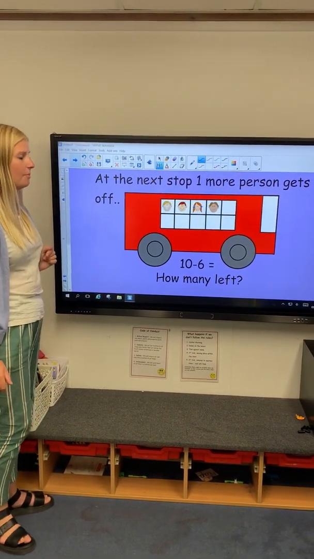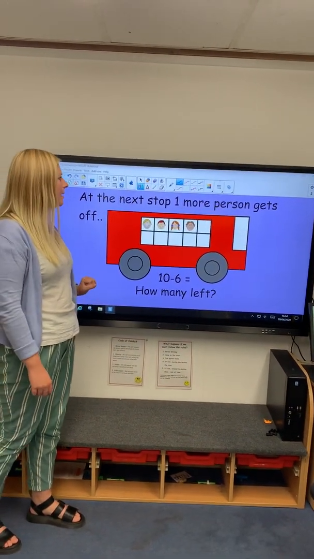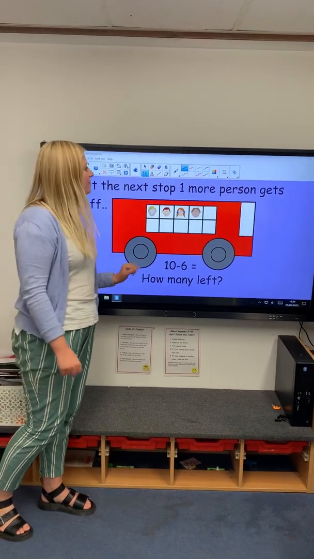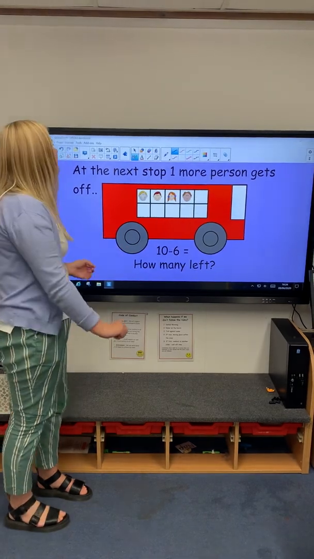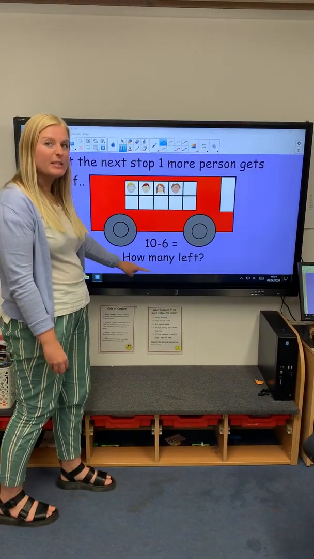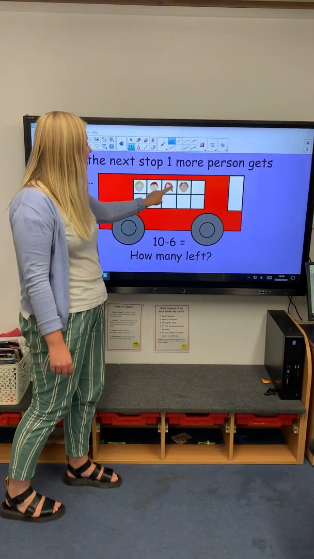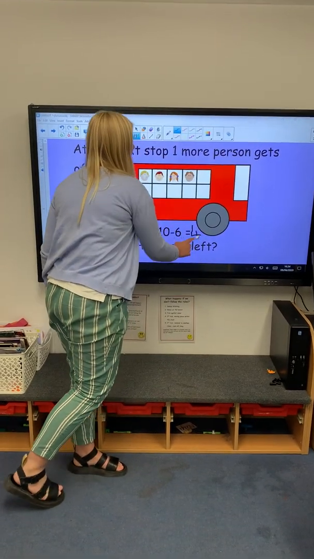At the next stop, 1 more person gets off. And this time, there are 6 empty spaces in our 10 frame, which means 6 people have been subtracted from the original amount. So that's 10 take away 6. Shall we see how many we've got left? 1, 2, 3, 4. Only 4 people left on the bus.